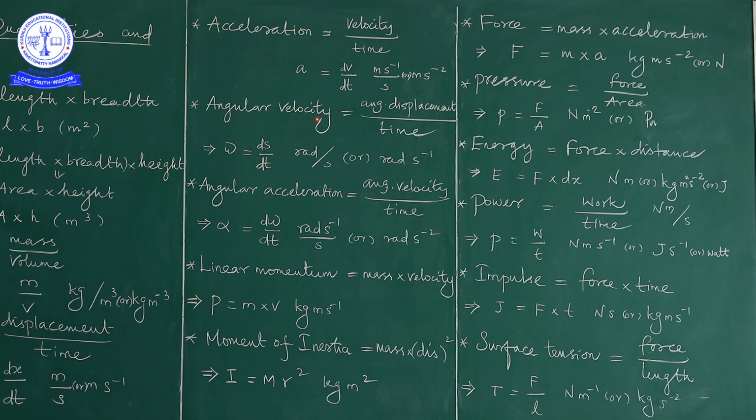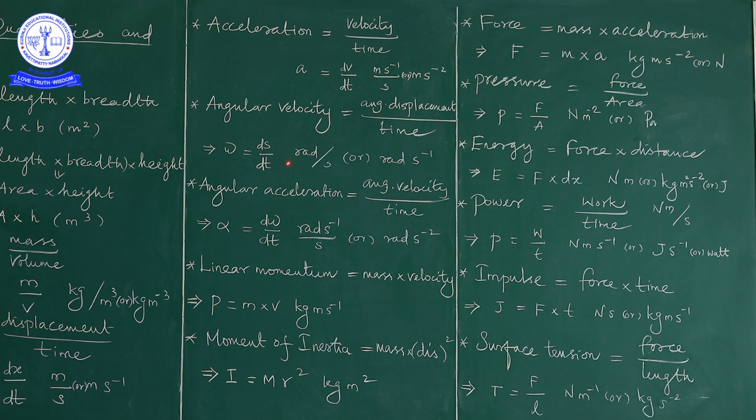Angular velocity is denoted by the letter omega, angular displacement by ds, and the time by dt. Here dt must be read as rate of change of. So the angular velocity omega is the rate of change of angular displacement. Angular displacement by time taken is nothing but angular velocity.